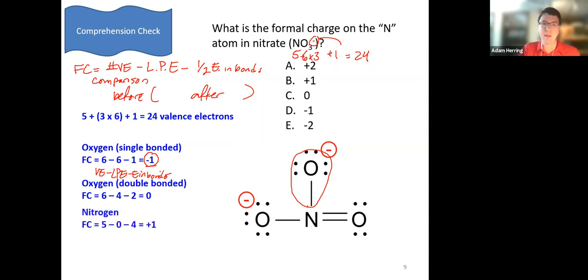Nitrogen has 5 valence electrons, no lone pairs, and it gets to count 4 of the electrons in those covalent bonds, giving it a formal charge of +1. We should be able to add up the formal charges, -1, -1, +1, to get an overall charge of -1, which is the charge of our species.